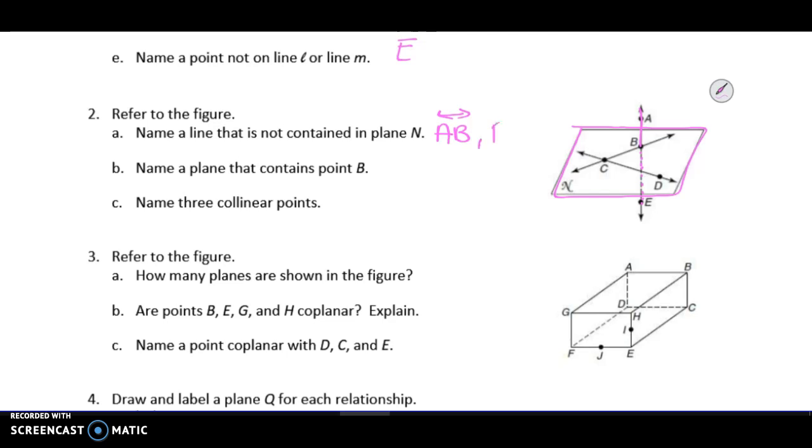BB, BE, or even AE, and again, the reverse of those would also work.